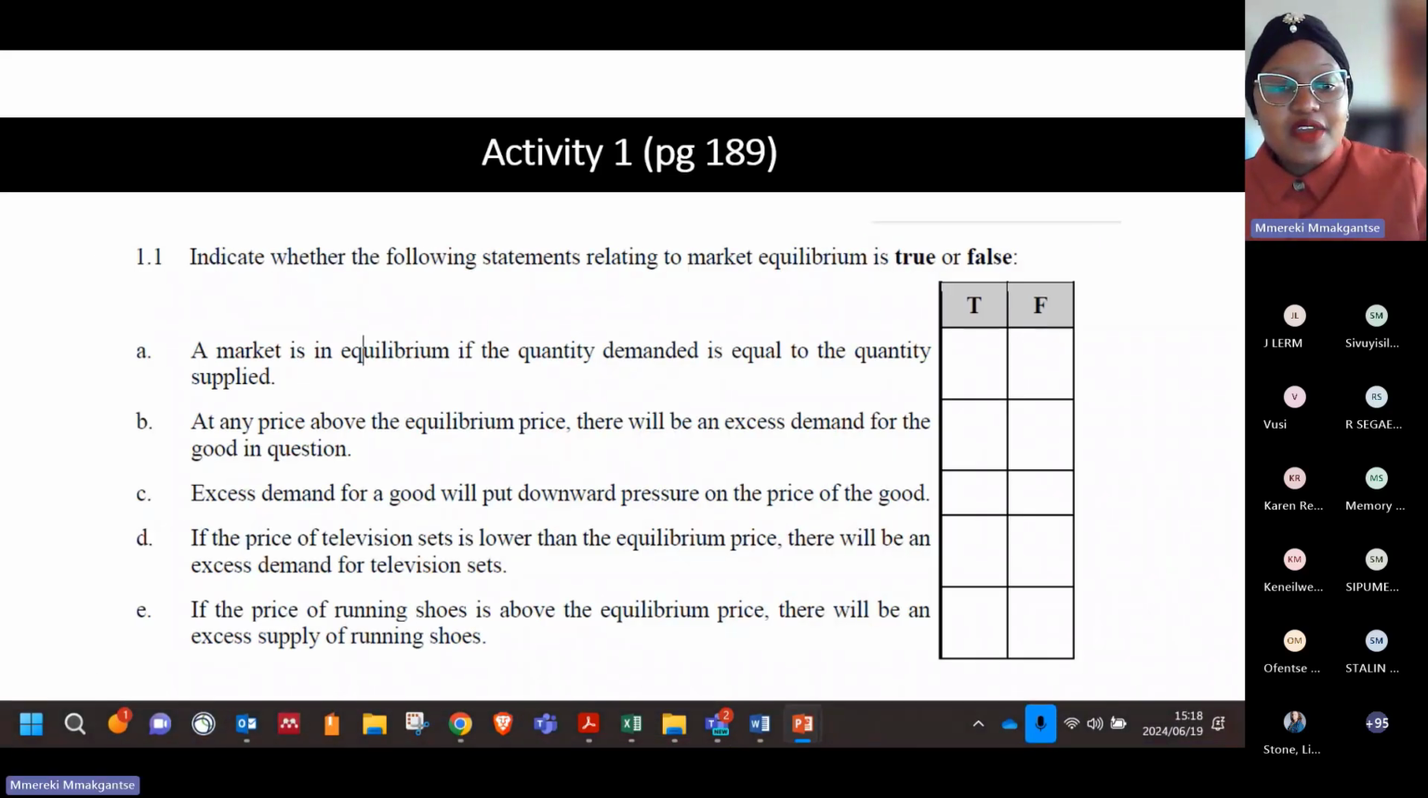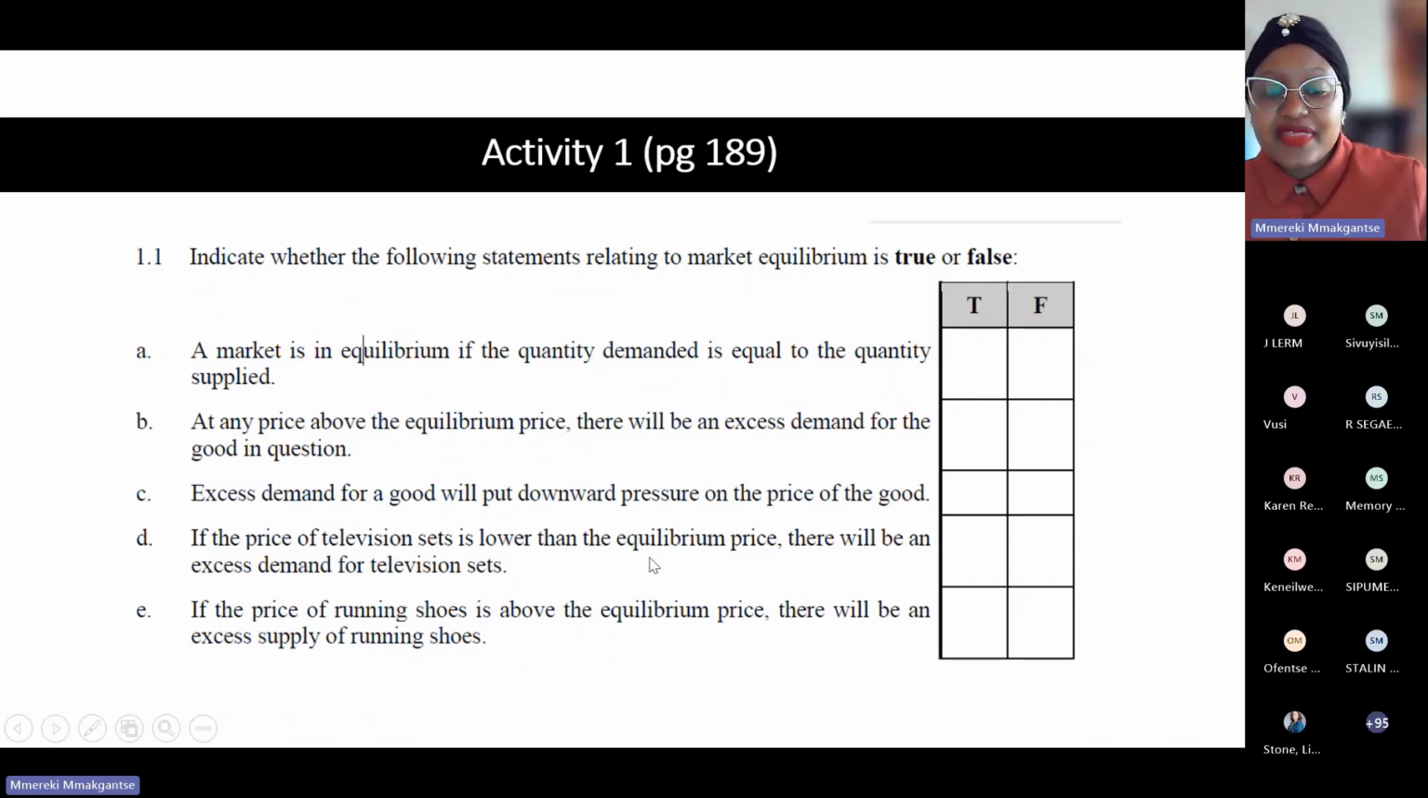Number D: if the price of television is set lower than the equilibrium price, there will be excess demand for television. The correct answer is true. Anything below the equilibrium price is excess demand, and anything above the equilibrium price is excess supply. So if you said true, you are correct.